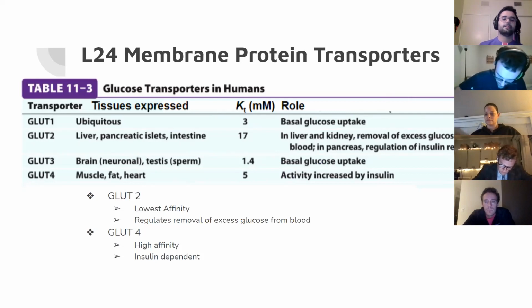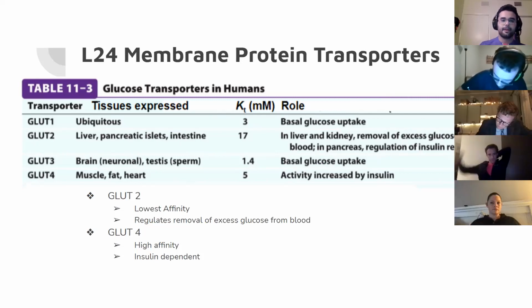Our GLUT2 actually has the lowest affinity out of all these glucose transporters. And they regulate the removal of excess glucose from our blood. They're mainly going to be found in our livers, kidneys, and to some extent our pancreas. They have such a low affinity that only huge spikes in glucose are going to activate them. Okay. And once they activate, they can do a lot of different things. They can even stimulate insulin production because it's telling our body, yo, we have a lot of glucose circulating and we need to find a way to remove all of it.